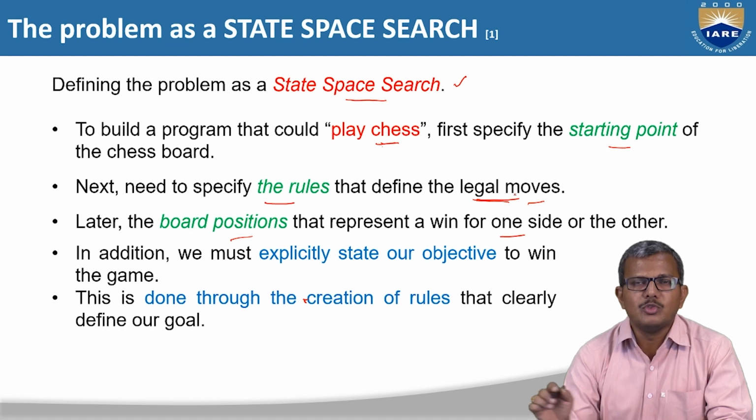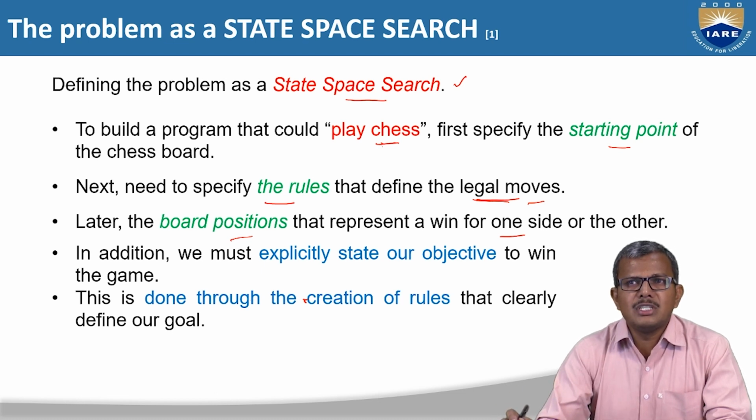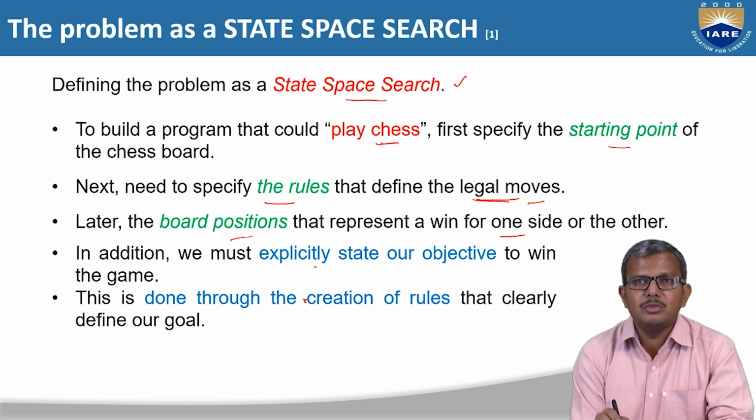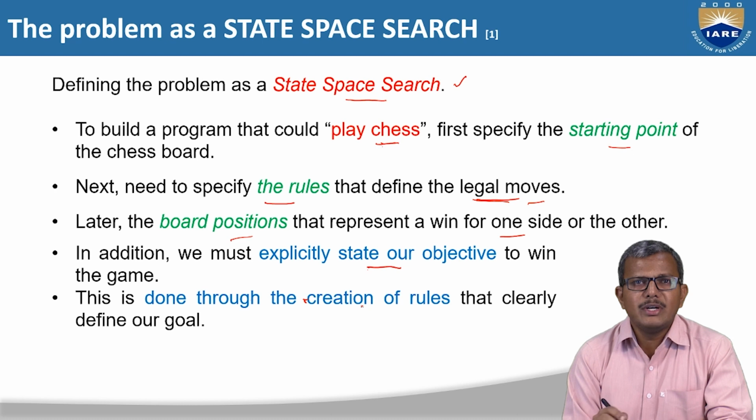But here, try to understand legal moves. Specifying legal moves is not the only important point here. Along with the specification of legal rules, we even need to specify when the game has completed. That is also very, very important. That's why we say that in addition to these specifications, we should explicitly state our objective. What is our objective? When the AI agent has won the game.